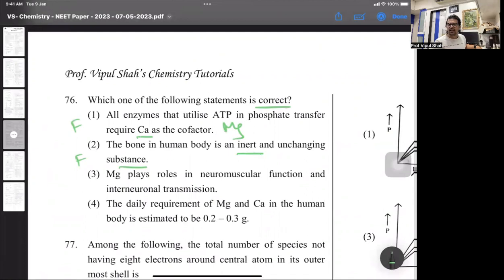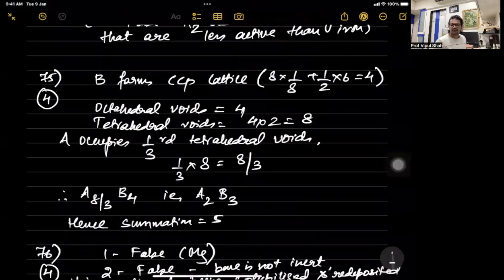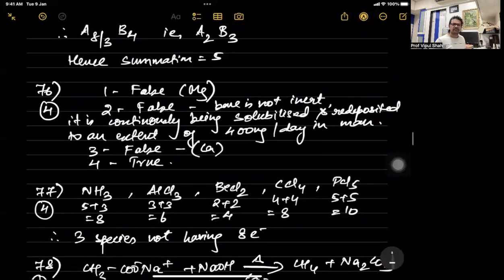There is regular deposition of calcium in the bone, so it's not inert. And magnesium plays a role in neuromuscular function. If you observe what it's trying to say, this third statement is also false. It's not magnesium, it's calcium, which plays a role in neuromuscular function. And the last one, daily requirement of magnesium and calcium, that's the correct one. So that's the true statement. Okay, so the 76th one. This was the working of that previous question, 75. And the 76th one is this one.